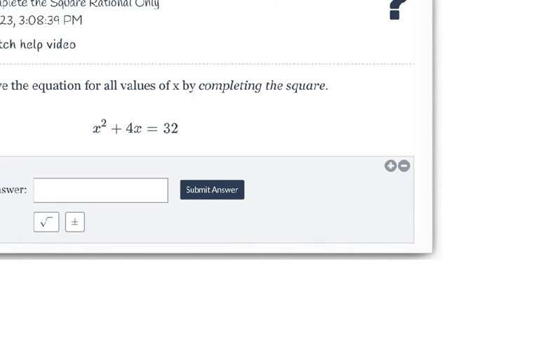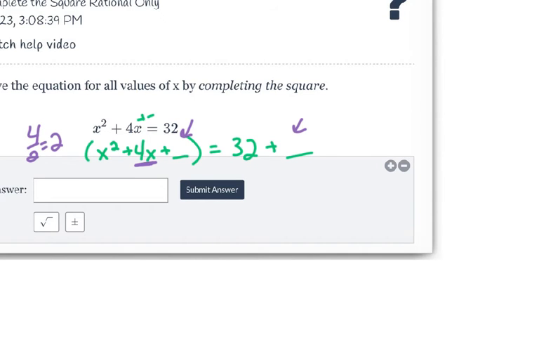The first step is to put these two terms in parentheses. Then you're going to add a blank. Always you're going to add a blank, and then what I do to one side, I have to do to the other, so I'm going to add a blank on the other side. Now I need to figure out what number to add here. To do that, I take half of my b, so half of 4, which is 2. 2 squared is 4, so I'm going to add a 4 to both sides.